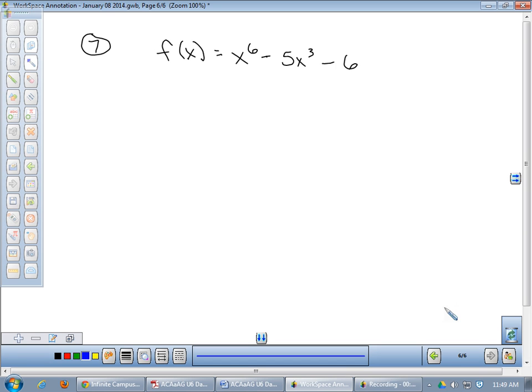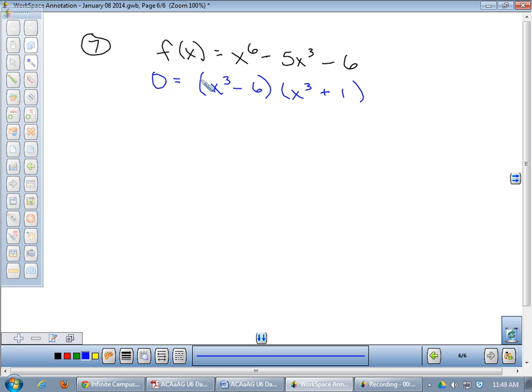Okay, so we've done some quadratics, we've done some cubics, we've done some quartics, and now we have a 6-power polynomial, don't we? A 6-degree polynomial. What do we do? Treat it like a quadratic. That's exactly what we do. We treat it like it's a quadratic. So how does it factor? Like a quadratic. x cubed minus 6 and x cubed plus 1.